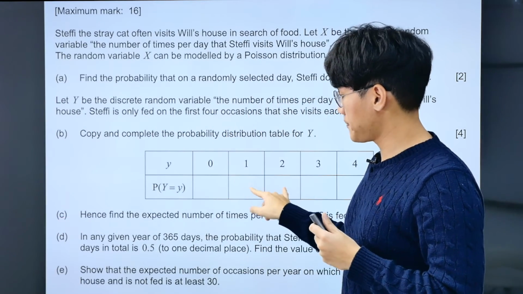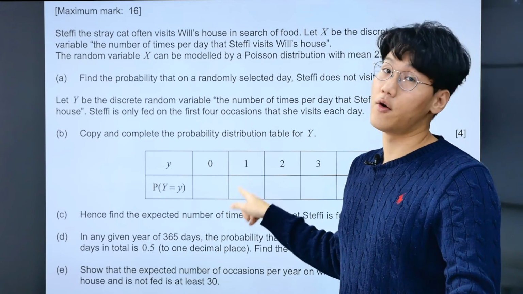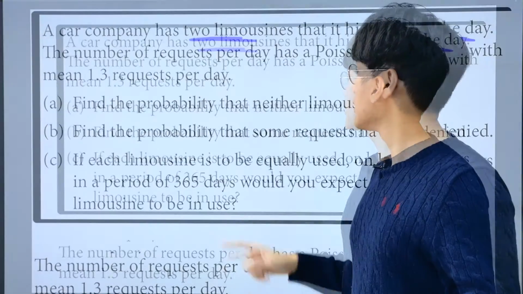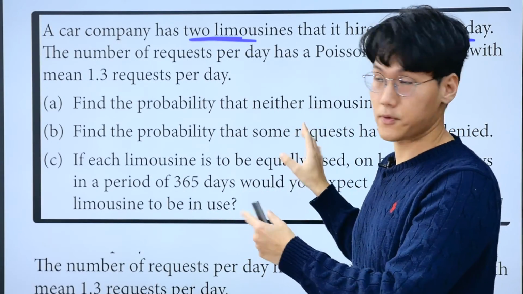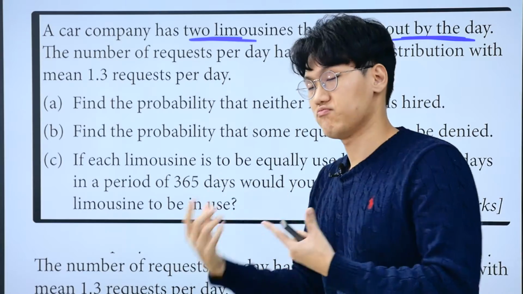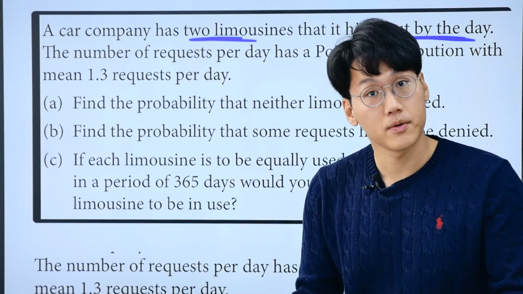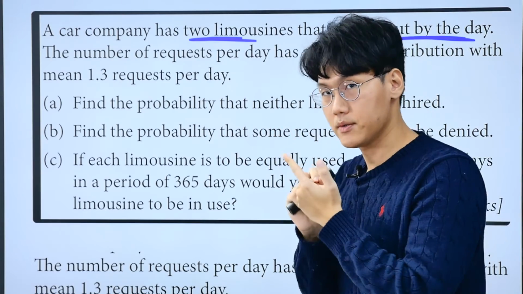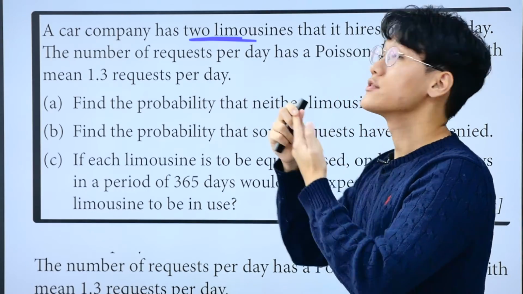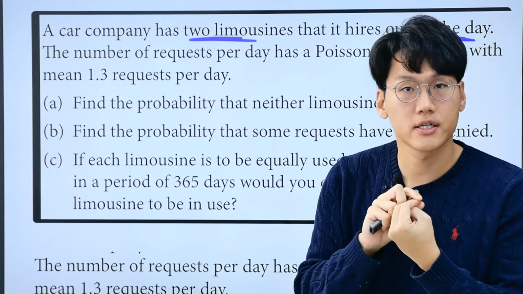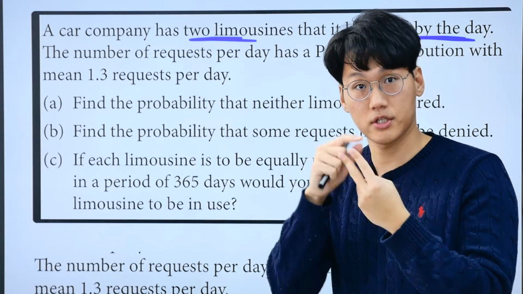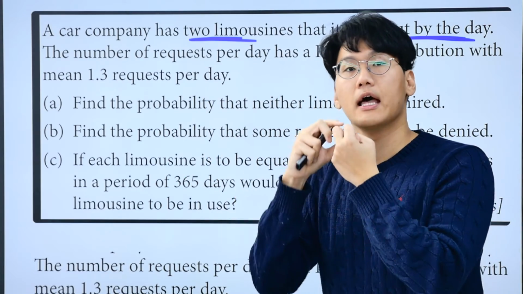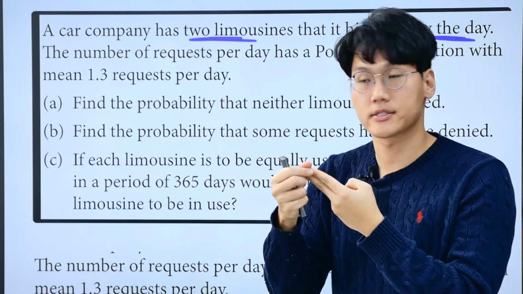So if you have seen this type of question for the first time, I think this would have been very, very difficult, very challenging. But you know what? She has already seen it before. So let me show you the type of question that she has seen before. A car company running a rental for limos. So then there are two events here. The company has two limos, and the limo requests. Cat feeding, do you see the analogy? Cat visit, feeding, limo, and request.